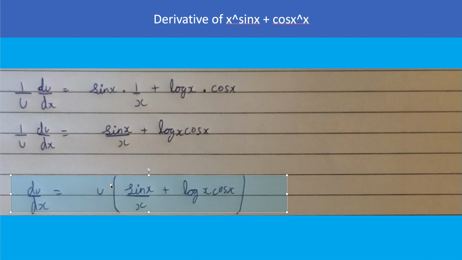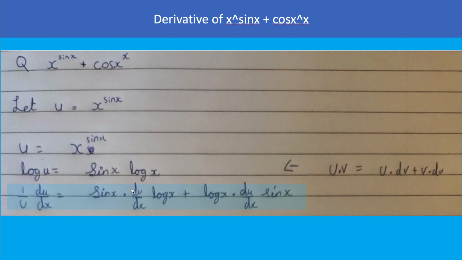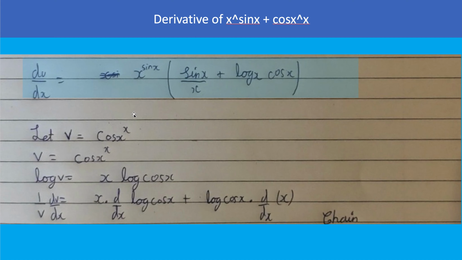Now you resubstitute the initial value of u. What was the initial value of u? It was this, x raised to sin x. So once you've done that, you get the final answer for term u. Now you have to do the same for term v, which is our second term. So again we have to do the same thing. First we have to get that x which is in the power, we need to get it down, right?